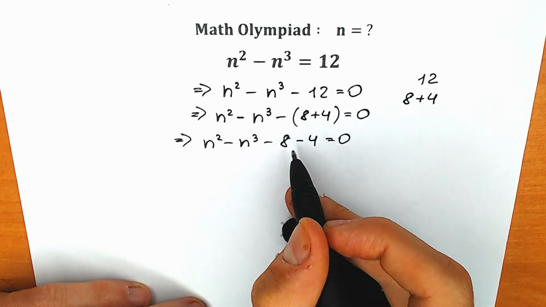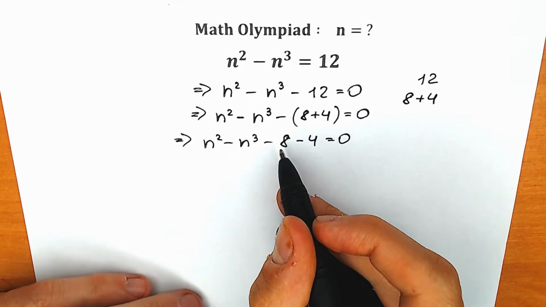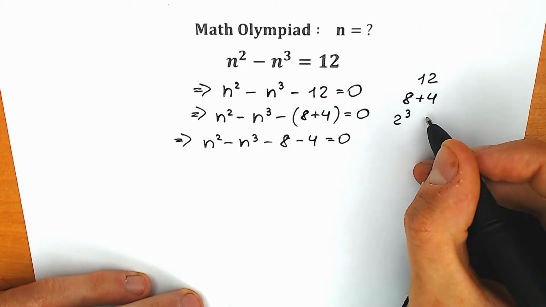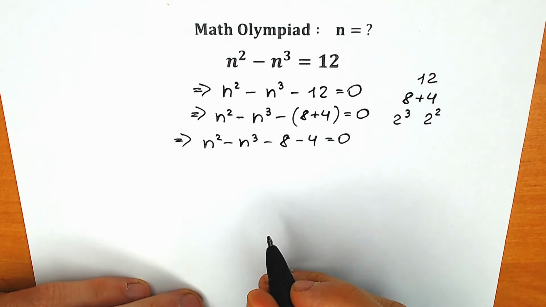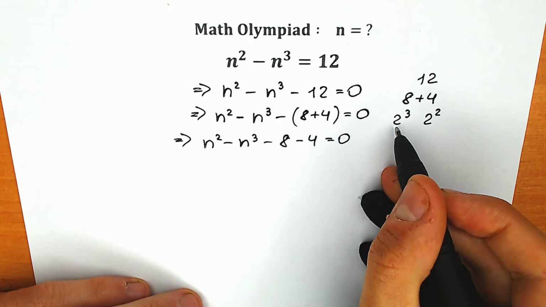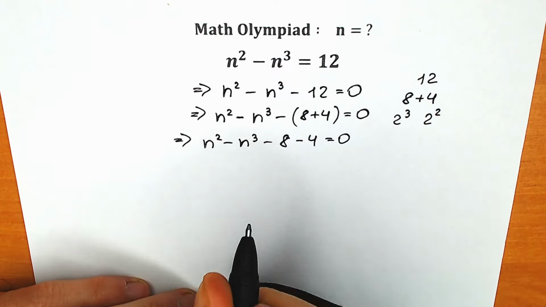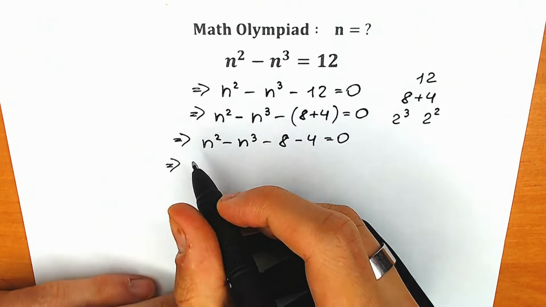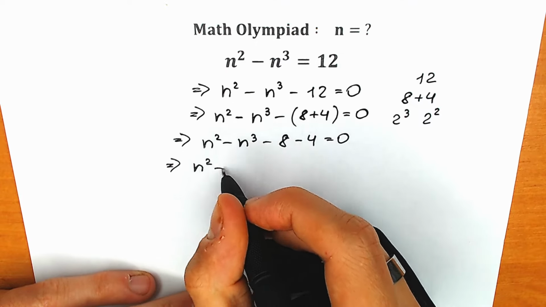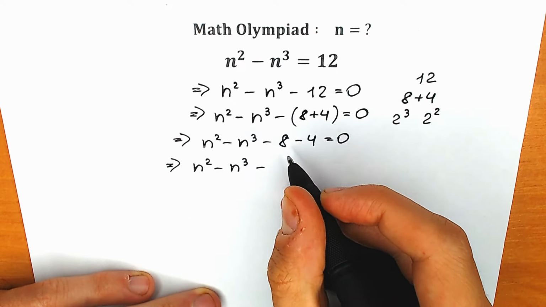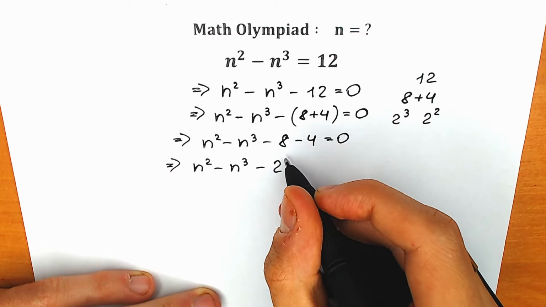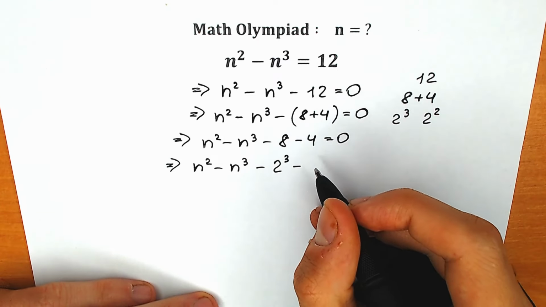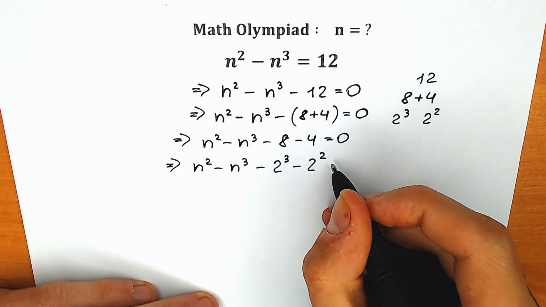In our case, we have two constants, but we have a great constant because 8 can be written as 2 cubed. This 4 can be written as 2 squared. Let's change this 8 by 2 cubed, this 4 by 2 squared, and then we can group something because we have squares, we have cubes. So we have n squared minus n cubed minus 2 cubed minus 2 squared equal to 0.